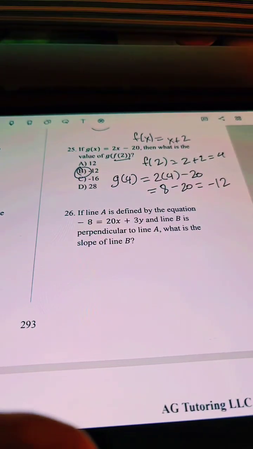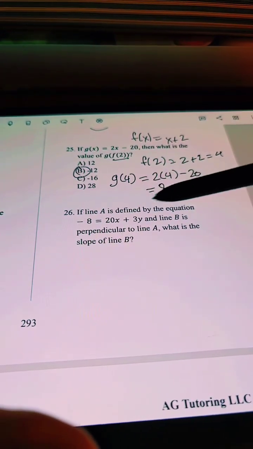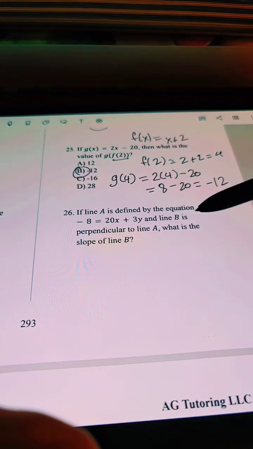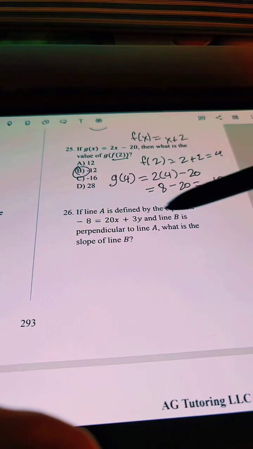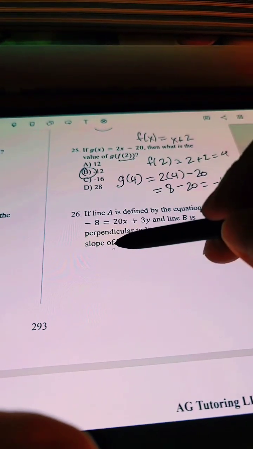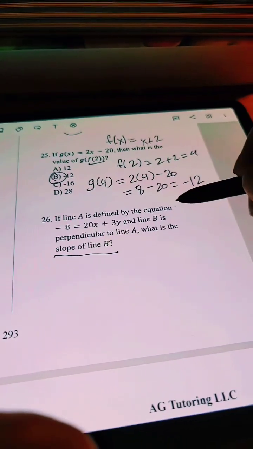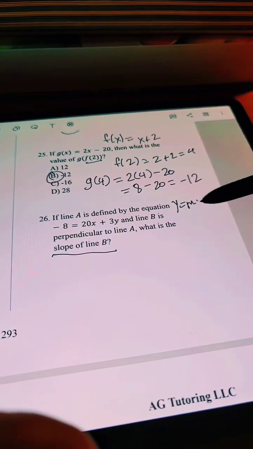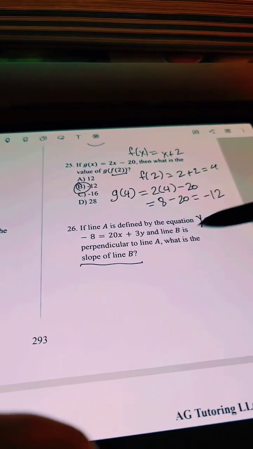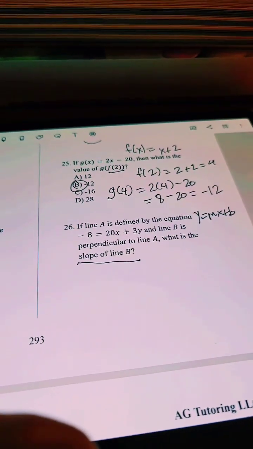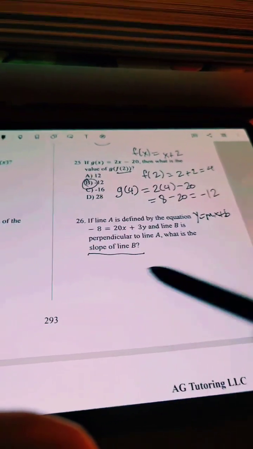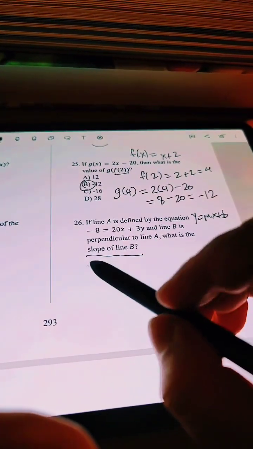So let's go to number 26. If line A is defined by the equation right here and line B is perpendicular to line A, what is the slope of line B? So we want the slope of line B. Now, we want to get this line A equation into y equals mx plus b format, because it's not right now. Y is with a bunch of other stuff. We want to get y completely by itself. So I'm going to subtract 20x from each side.